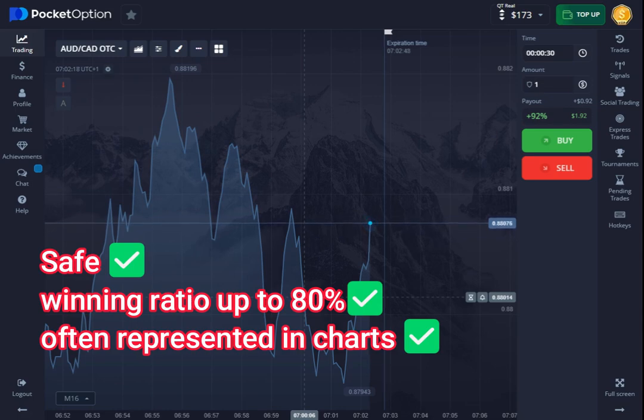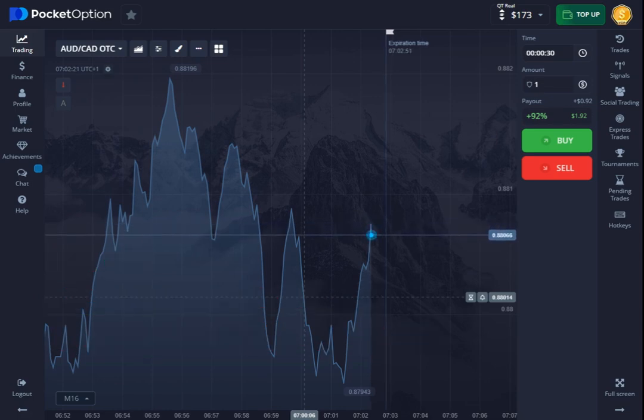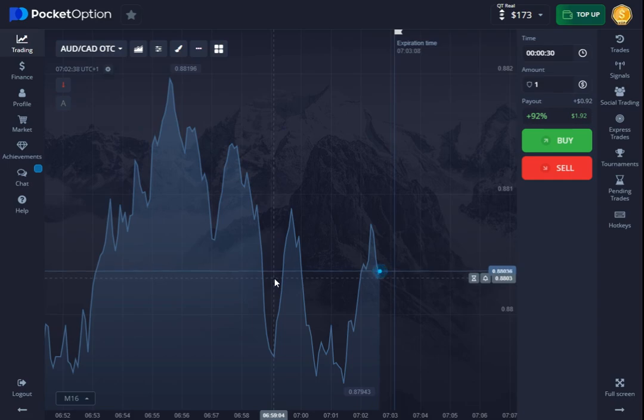Whether you're a complete beginner or a seasoned pro, this strategy is easy to understand and simple to apply to your trades. We'll break down the key concepts, share practical tips, and show you exactly how to implement this strategy step by step. So grab your notebook, and let's get started on the journey to becoming a more confident and profitable trader.